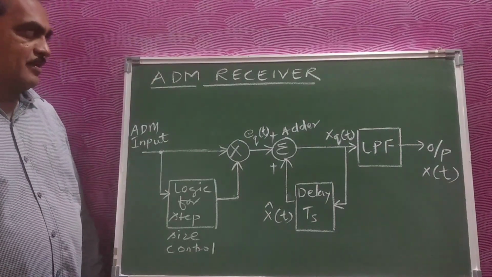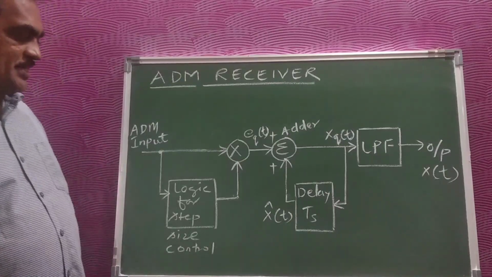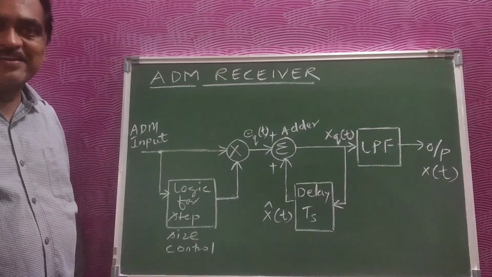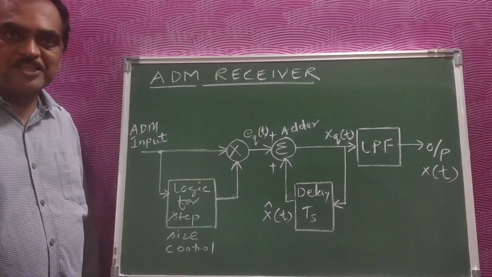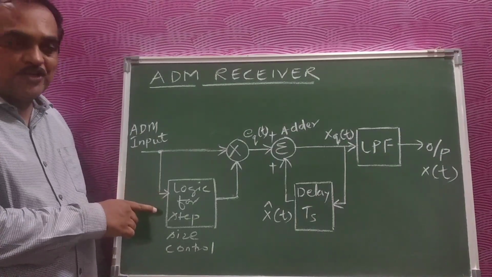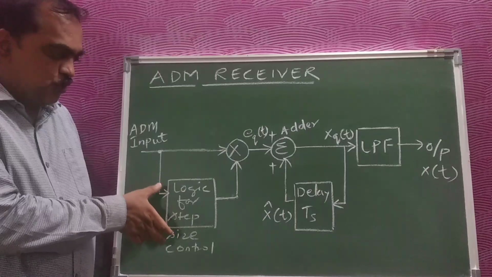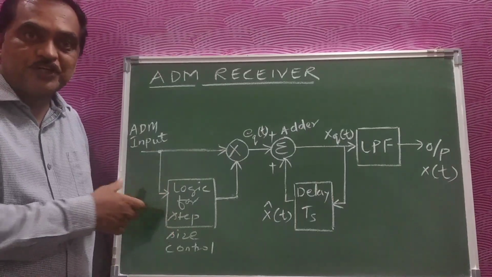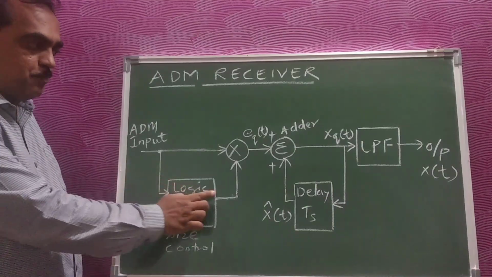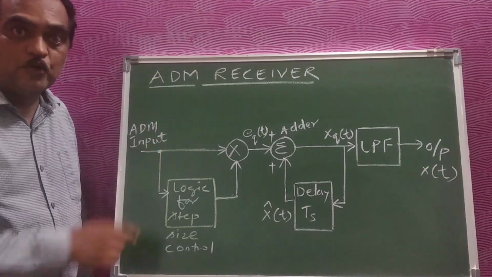Dear students, here we see what we mean by the ADM receiver. In this section, the ADM input will be the binary data which has come from the transmitter. Now that is given to the logic for step size control circuit, the same type of control circuit we had in the transmitter section. So it is given there, and the input which is coming is also given directly.